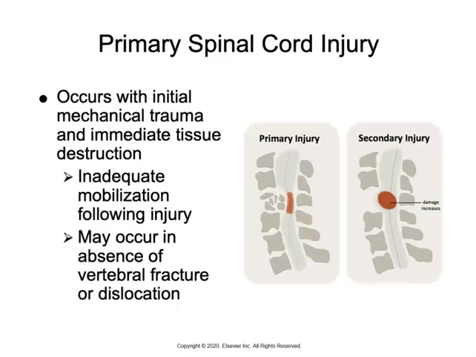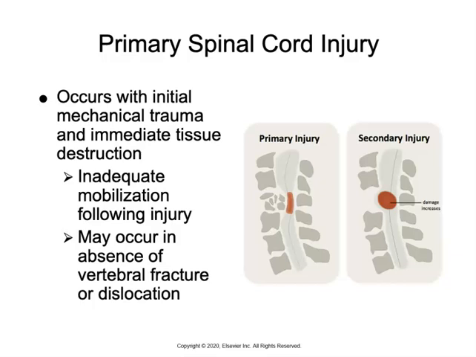Now let's shift gears and talk about spinal cord injuries, and we can classify these as primary and secondary as well. So we'll start with our primary spinal cord injuries, and that happens at the moment of trauma, causing immediate tissue damage, and it can result from things like falls, accidents, or direct impact. And improper movement after the injury can, of course, make it worse.